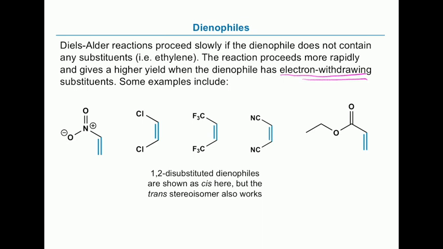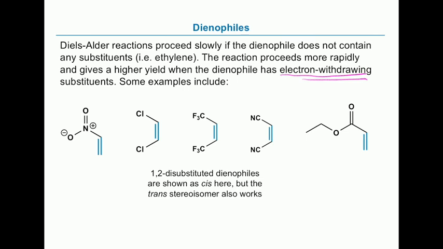When we pair this together, this is what we call a normal electron demand Diels-Alder reaction. We're saying that one of those two guys, the diene, has extra electron density, and the dienophile has a withdrawing electron density. We'll show you why that matters in terms of MO in just a second, but the thing to keep in mind is there is this kind of pairing.